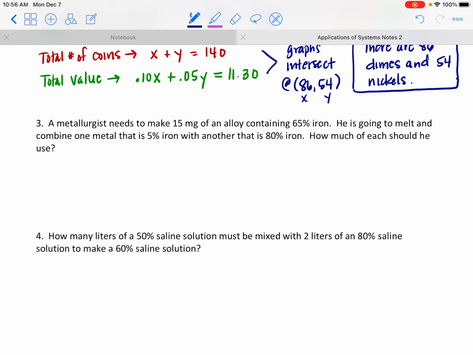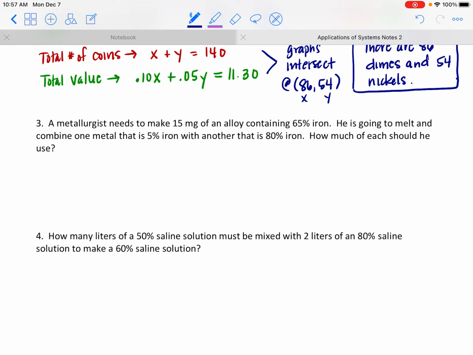A metallurgist needs to make 15 milligrams of an alloy that contains 65% iron. And he's going to melt and combine one metal that is 5% iron with another that is 80% iron. So he's trying to make a mixture, 15 milligrams of this metal that has 65% iron, but he doesn't have a 65% iron on hand.